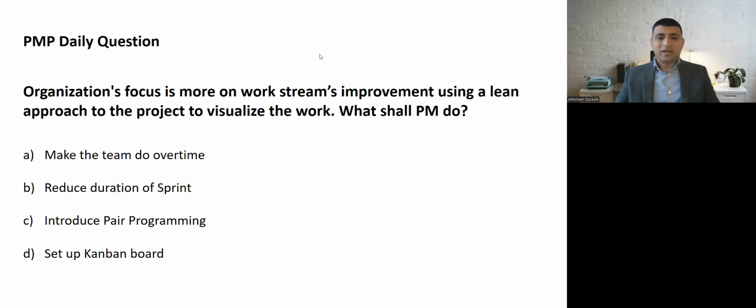Option C, introduce pair programming. Pair programming is an extreme programming framework engineering practice. It is where we deploy two programmers at the same time to work on the same piece of code on the same machine. One's job is to do the coding, the other one's job is to review the code being developed. So it will help us to improve the quality of the code being developed, and it will certainly help us to discover the problems early on and to work on them. So it will certainly improve the work stream efficiency.